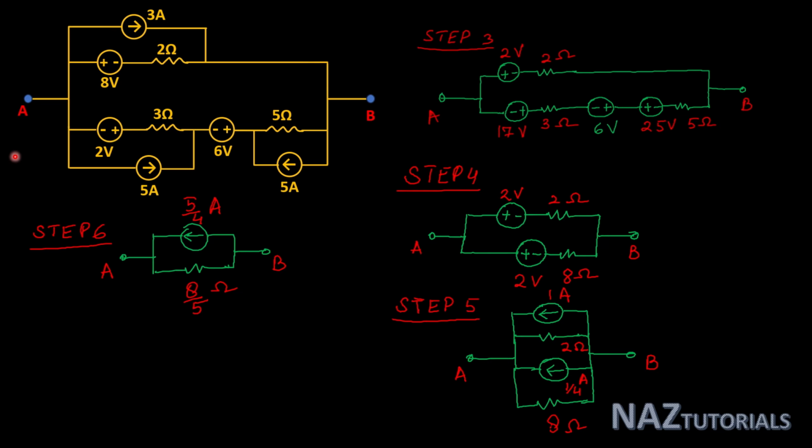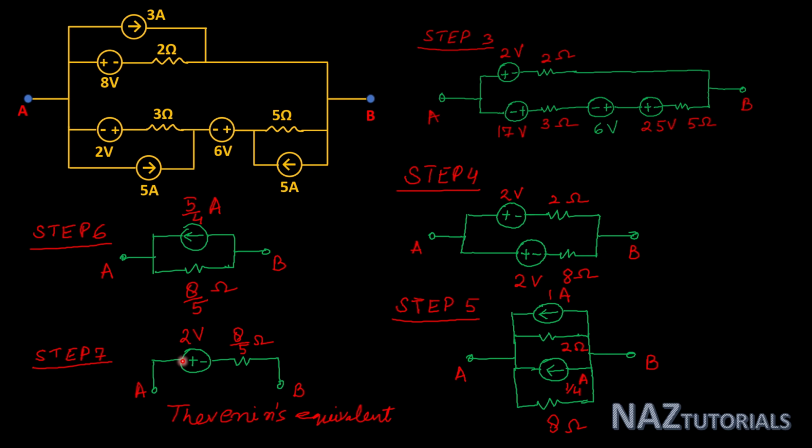Now transform this into a voltage source in series with resistance. It will give our total Thevenin equivalent. Let's see. This is our Thevenin equivalent. Here we get the voltage source value as 2 volt and the equivalent resistance as 8 by 5 ohm. So this is the concept for this type of network.